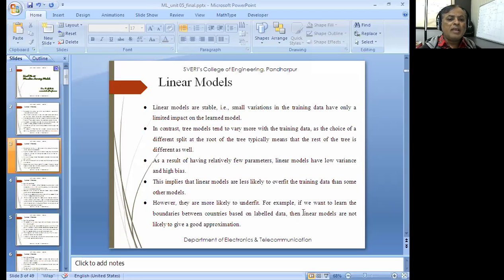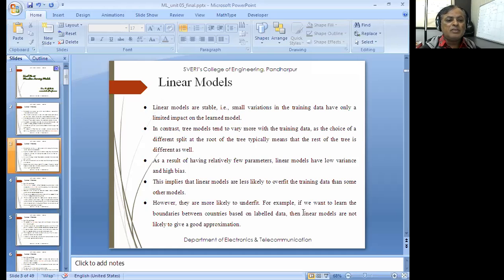However, they are more likely to underfit. Yes, there is one issue called underfitting. We know what underfitting means: the performance on the test data as well as the training data is poor. Whereas if the performance on the training data is much greater than on the testing data, then we say it is overfitting. But in this case, overfitting is not the issue. Here, the most important issue is underfitting.